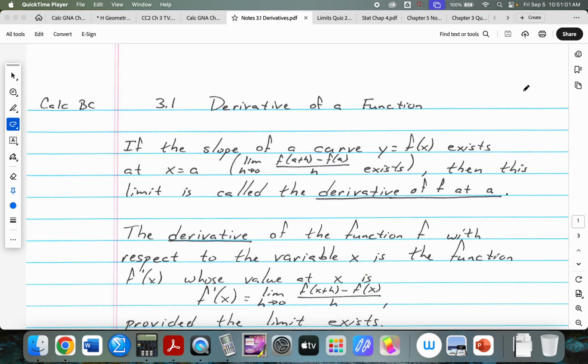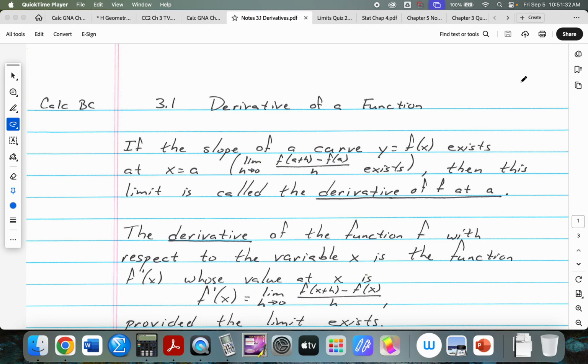All right, so today we're going to talk about the derivative of a function, which we've actually already talked about. We just didn't talk about it as a derivative. If the slope of a curve, y equals f of x, exists at x equals a, that is, the limit as h goes to 0 of f of a plus h minus f of a all over h exists, then this limit is called the derivative of f at a.